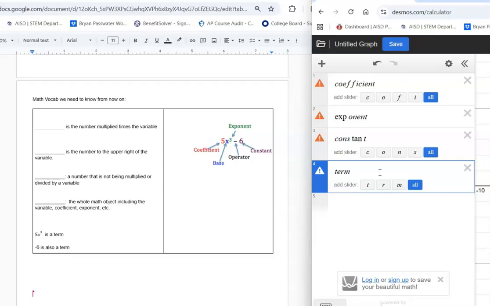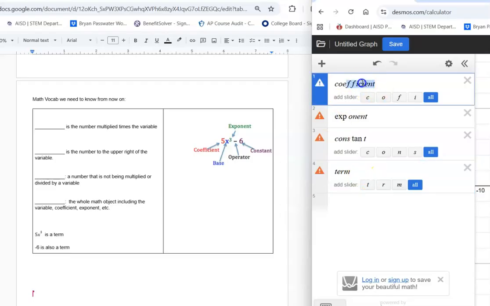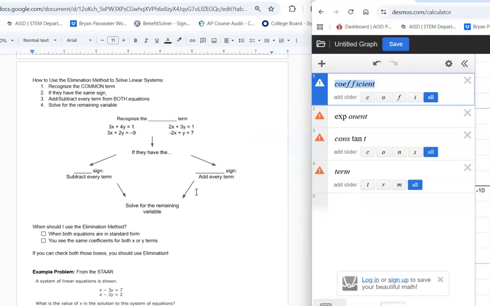They're not the same term. They are separate terms. All right, so really the focus is on the word coefficient because that's the key of this math today. All right, how to use the elimination method to solve linear systems. You recognize the common term. So what makes a common term is that they have a common coefficient. For example, like this one right here, 3x plus 4y equals 1, 3x plus 2y equals negative 9. The common term is the x's because they both say 3.